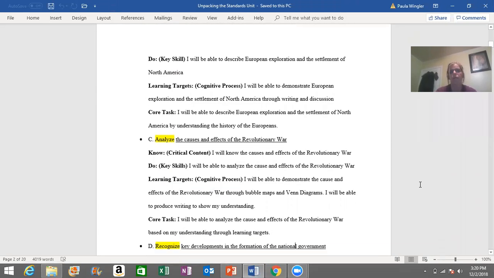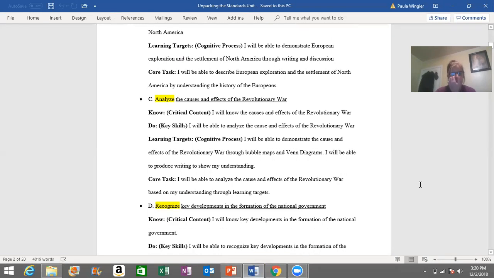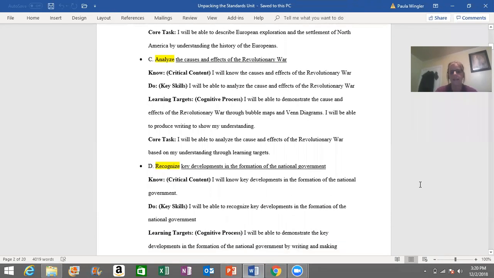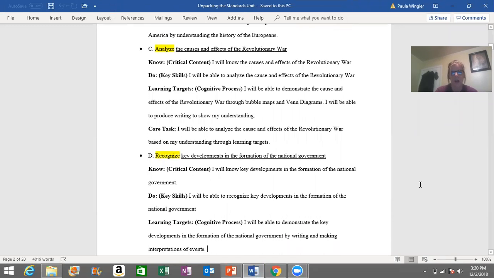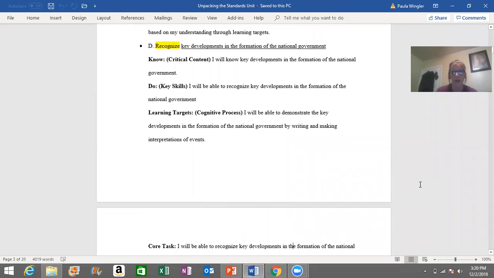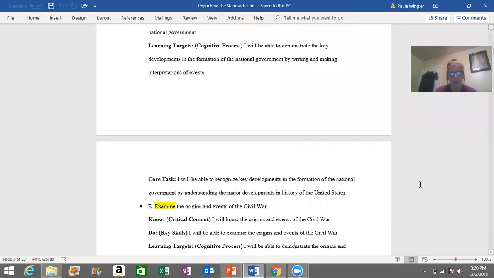They're also going to be able to analyze the causes and effects of the Revolutionary War. They're going to learn how to analyze that through bubble maps and diagrams. Recognize key developments in the formation of the national government. So they're going to know what the developments are. They're going to be able to recognize the developments and be able to demonstrate key developments.